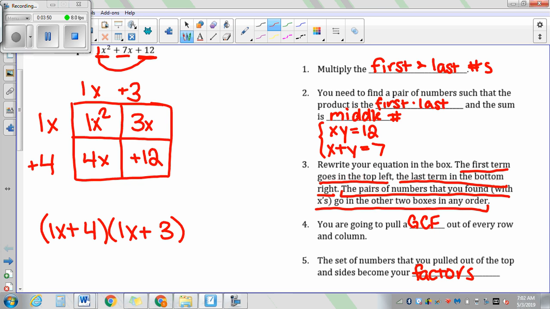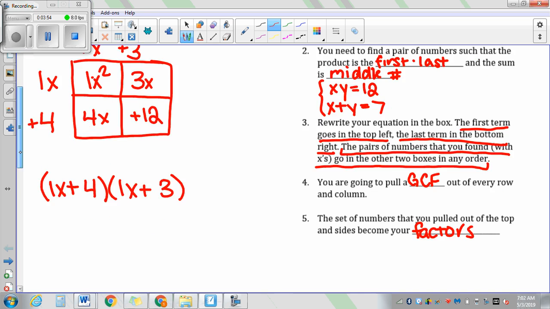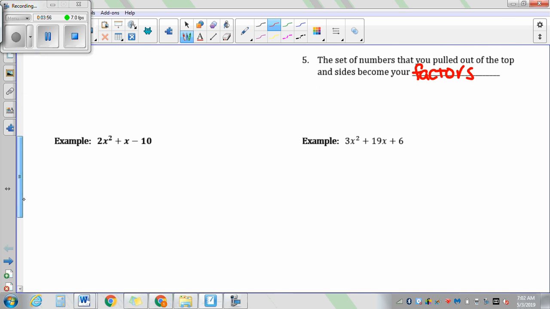These steps feel like a lot, but as soon as you get some practice, they actually go really, really quickly. So I'm just going to do the next set of examples. So firstly, I need to find my product and my sum. And I usually write that out, xy and x plus y.